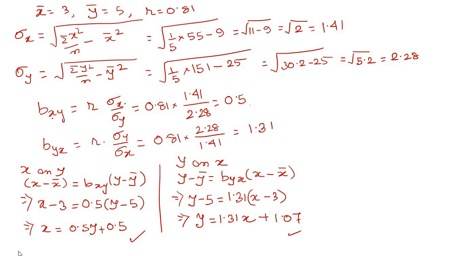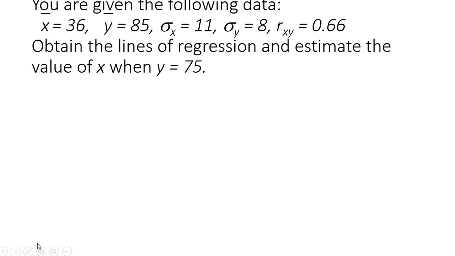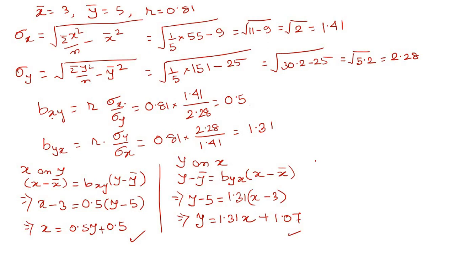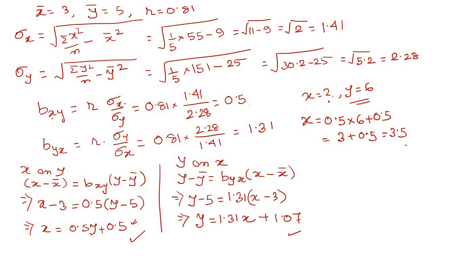Well, now one part remains, and that is to find the value of x when y equal to 6. To find the value of x when y equal to 6, we use the x on y equation. So x we don't know, but y equal to 6. So x equal to 0.5 into 6, plus 0.5. So this gives me 3 plus 0.5, that is 3.5. So when y equal to 6, x is equal to 3.5.